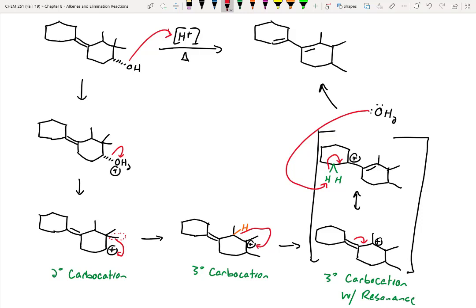So a lot of these are just basic elementary arrow pushing. They look really overwhelming at first, but the more you do it and the more you spot these hints, like, hey, I've got a carbocation, can it rearrange? The more you can process going from point A all the way to point B. Does that make sense?